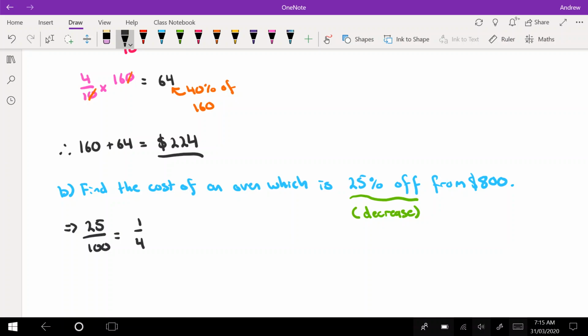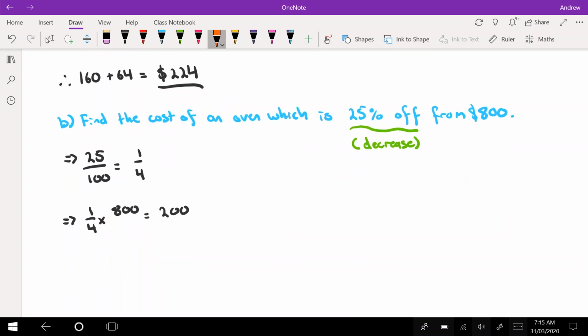So then I go and I multiply 1 over 4 times 800, and that is then just going to be 200. Again, this 200 here is my 25% of 800. So I need to now take this away from my final answer. So 800 take away 200, well that's just going to give me $600, and that is my final answer for that one.